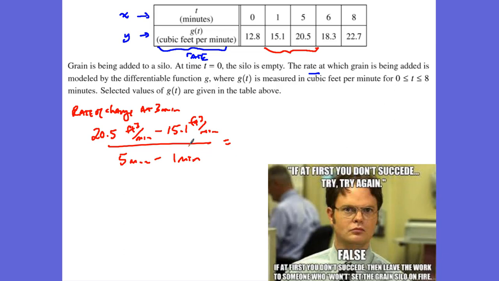So I take 20.5 minus 15.1, and I get 5.4 cubic feet per minute over 4 minutes. And I finish this out, I divide by 4, and I get 1.35 cubic feet. Now look at your units per minute. So that's per minute squared. It's very similar to acceleration. We actually found the rate of the rate here. And this is what's happening, the best we can surmise, at 3 minutes. This is the rate of change at 3 minutes.